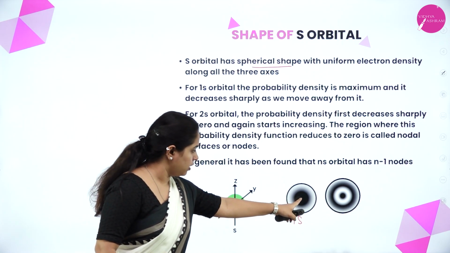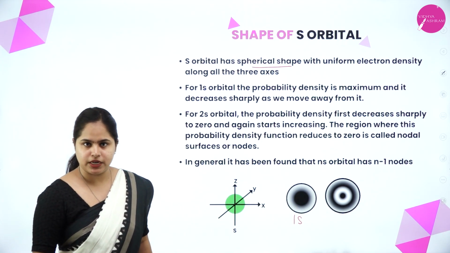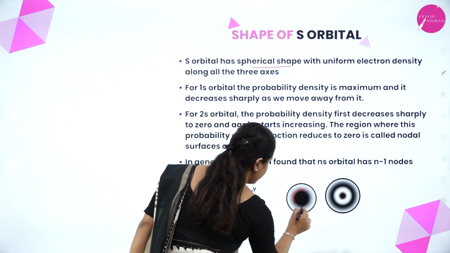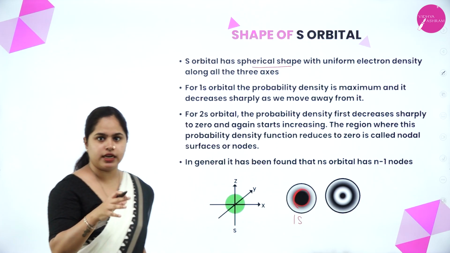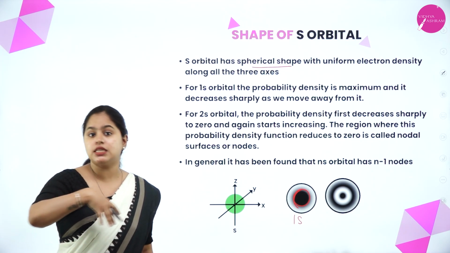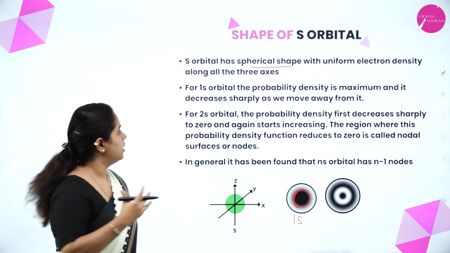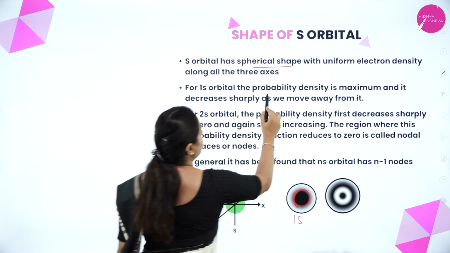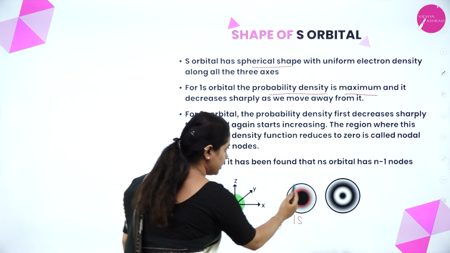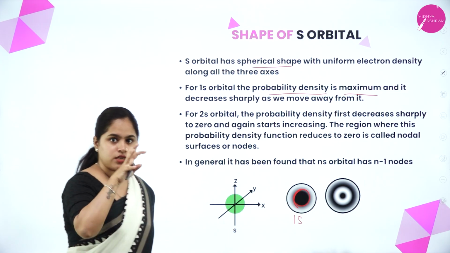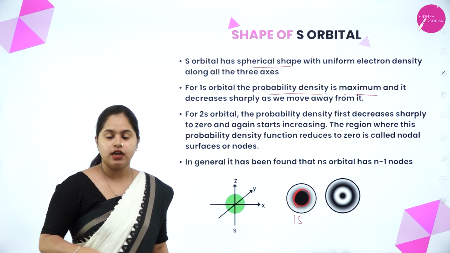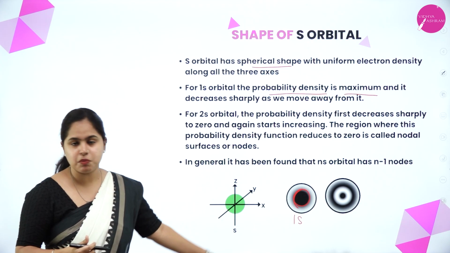Inside, in the center, the nucleus will be present, right? So you can see around the nucleus, there is a very, very dark region, right? That represents the region where the probability of finding the electron is maximum. So as you can see, for 1s orbital, the probability density is the maximum. The dark region is dense in the middle, so the probability of finding electron is maximum there.